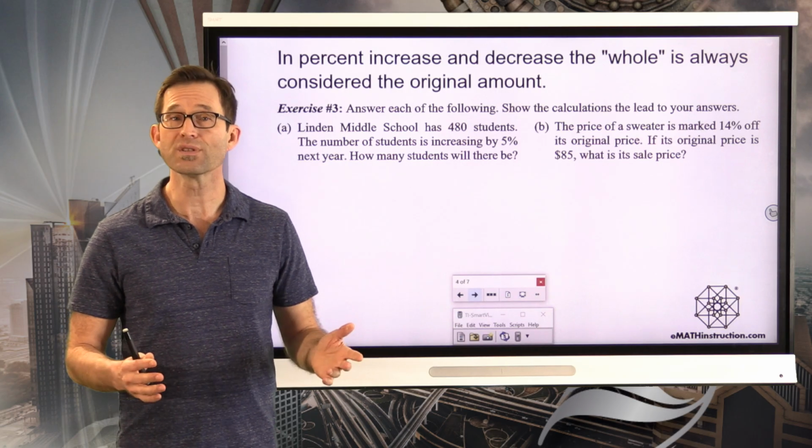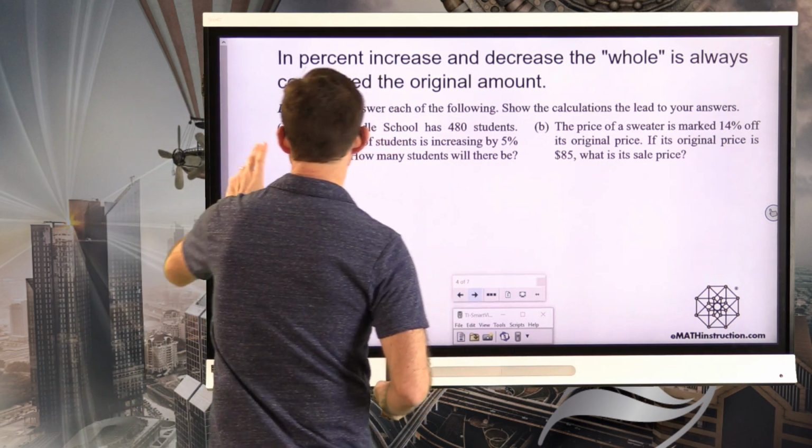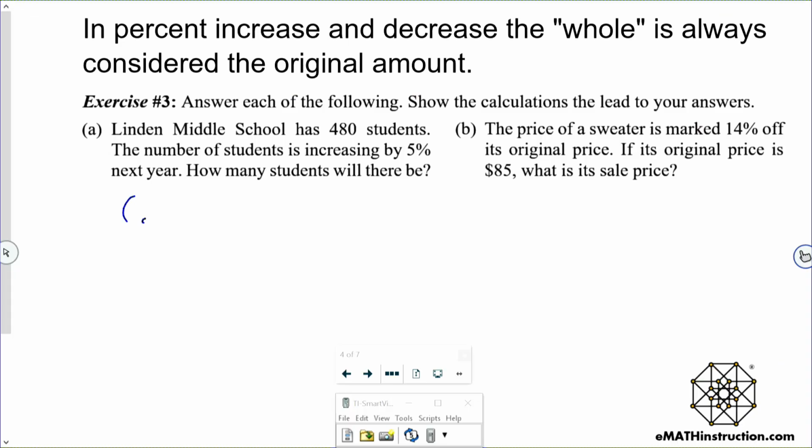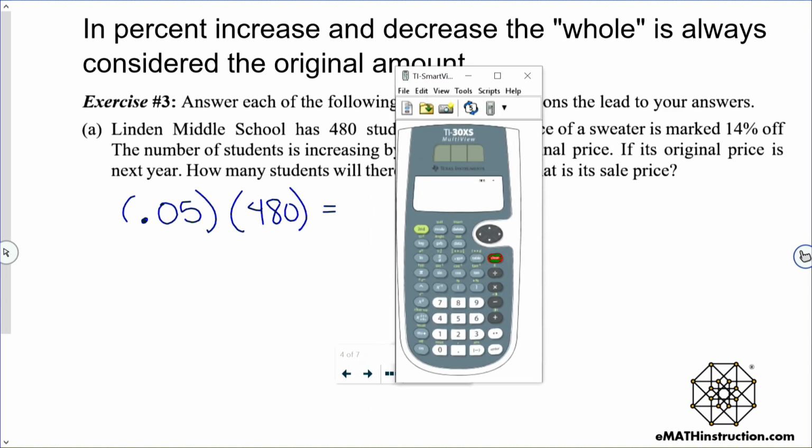All right, well, the first thing we're going to do is find 5% of that 480. And that is, again, going to be pretty easy because I'm just going to take my decimal version of the percent. Be careful there, that's 0.05, not 0.5. We're going to multiply it by 480. All right, let's figure out what that is with our calculator. So we'll have 0.05 times 480. All right, and that gives me 24.